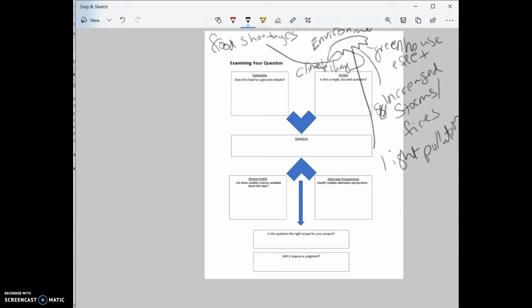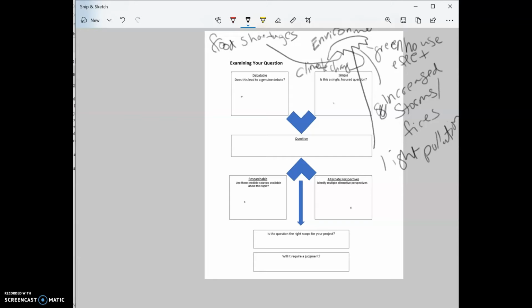So your research question is the question that you need to have an answer for. And in the TMP, you're arguing something. So the question needs to be something that's debatable, meaning it has two sides to it. It has to be focused, meaning it should be a one-sentence question, not two parts, very straight to the point. Is it researchable? Meaning, can you find research on this topic? And does it have alternative perspectives?